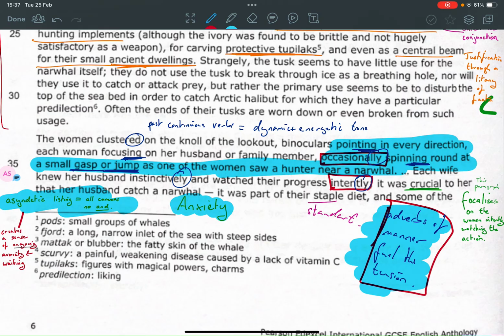For me, it's almost like enjambment in a poem. It builds a pace and a rapidity with which this information is being delivered. It heightens the tension through these long, complex sentences. Each wife knew her husband instinctively and watched their progress intently. Lovely adverbs there. Adverbs of manner to fuel the tension. Instinctively, intently. That very powerful word. Crucial that their husband catch a narwhal. It's part of their staple diet, etc., etc.